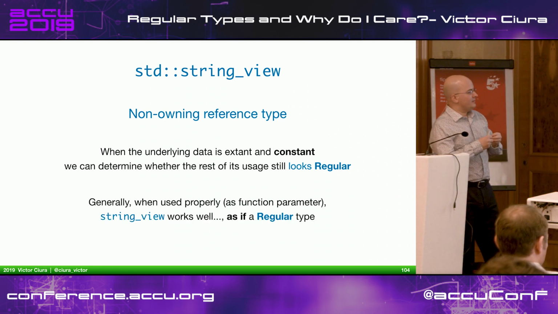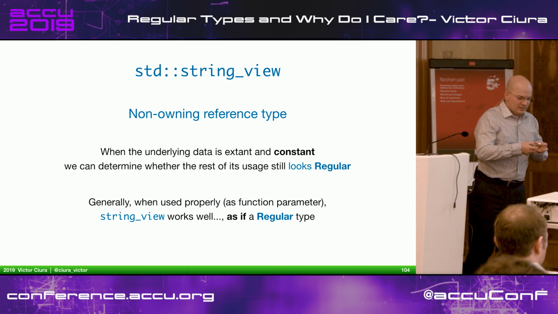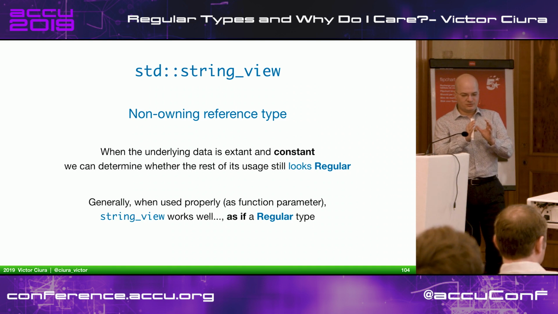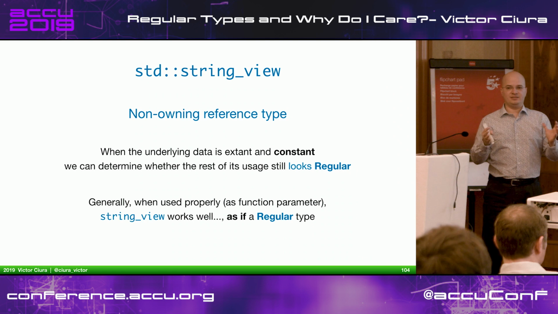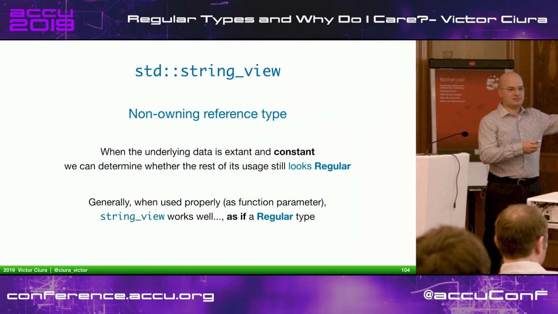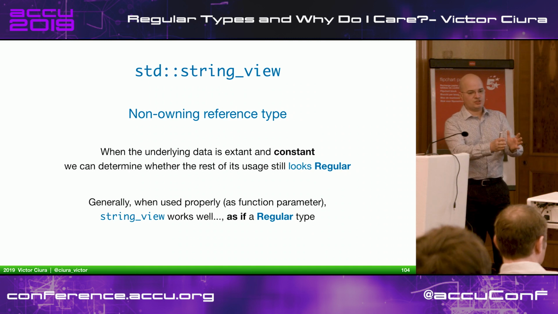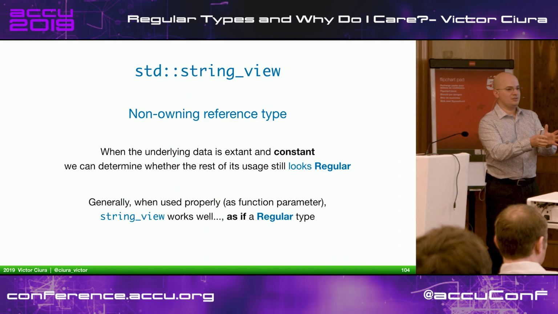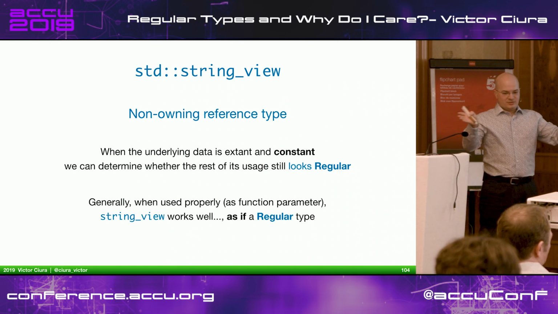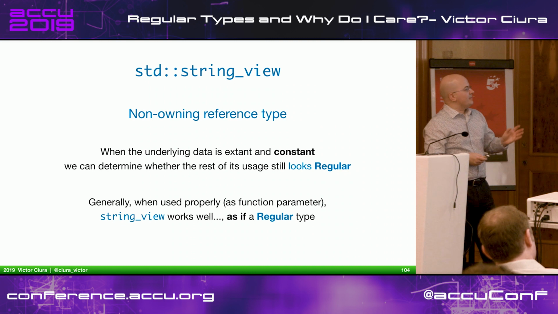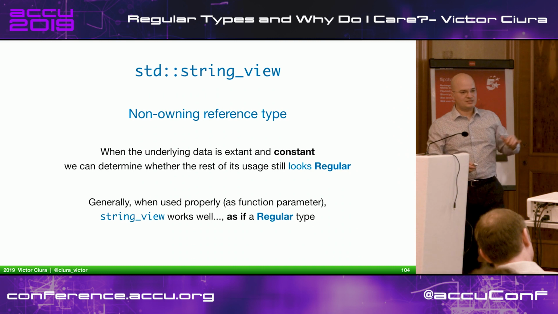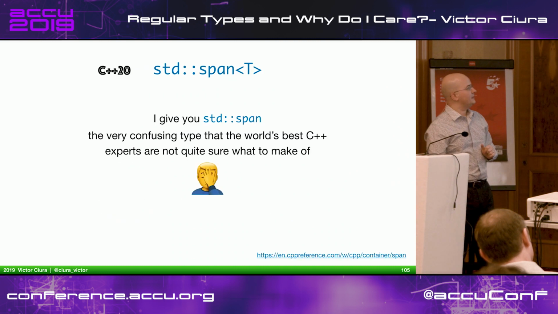So this is where the most important thing is: when using types like ints and standard string, you can reason about them independently, outside their context. When you're thinking about types that are like string view, or worse, like span, you cannot analyze them in isolation. You have to think about them in their context of usage. Where am I using it? Where does this come from? What are the relationships? So generally, when used properly as a function parameter, for example, string view works very well, and you don't have unexpected results, and it behaves as if regular.